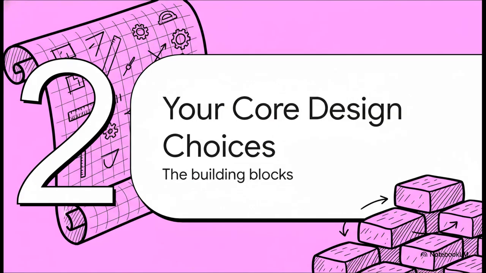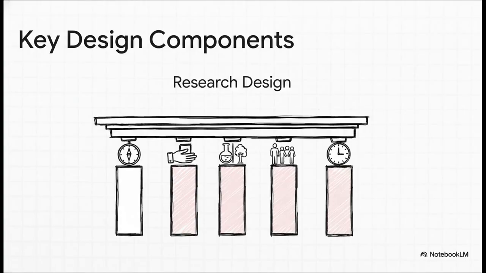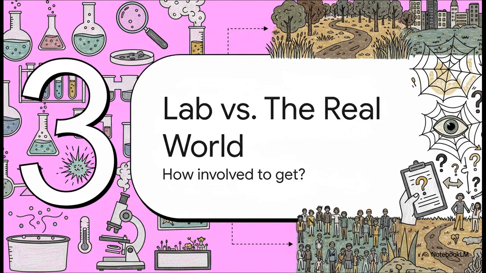All right, so how do we actually build one of these things? It really boils down to making a few key choices. These are the fundamental building blocks you have to put in place for any solid piece of research. So you've got these 5 components. Now, we're going to zoom in on some of the most important ones: how much you, the researcher, get involved, where you conduct your study, what exactly you're measuring, and over what stretch of time.